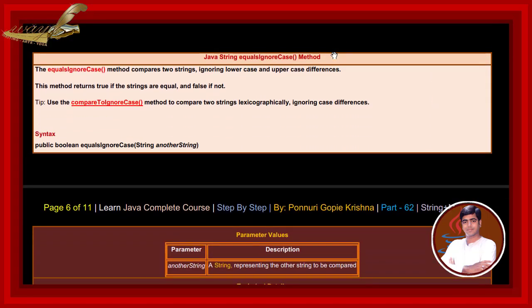Java string equalsIgnoreCase method. The equalsIgnoreCase method compares two strings ignoring lowercase and uppercase differences. This method returns true if the strings are equal and false if not. Use the compareToIgnoreCase method to compare two strings lexicographically ignoring case differences. See the syntax: public boolean equalsIgnoreCase(String anotherString).